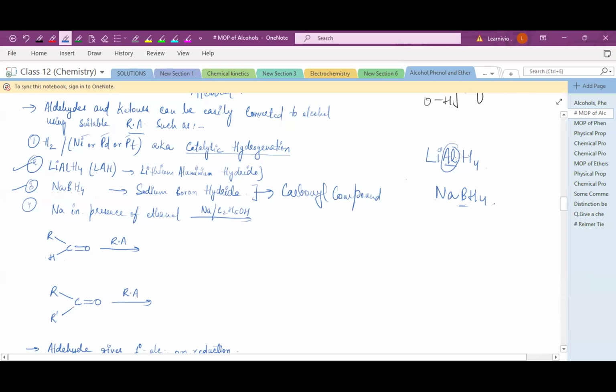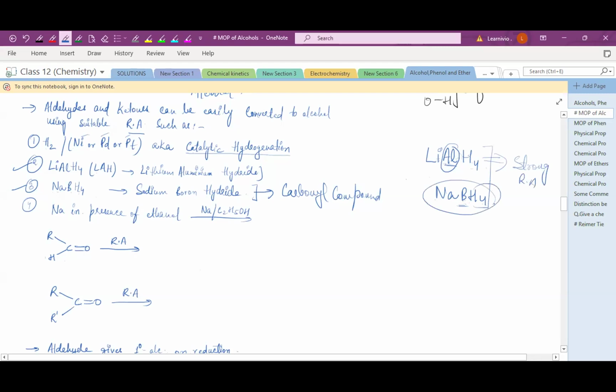They have this ability due to the more polar aluminium-hydrogen bond, because aluminium is less electronegative than boron. If you compare the boron-hydrogen bond to the aluminium-hydrogen bond, the aluminium-hydrogen bond is more polar. So that's why, due to the greater polarity, lithium aluminium hydride is a strong reducing agent compared to sodium borohydride.